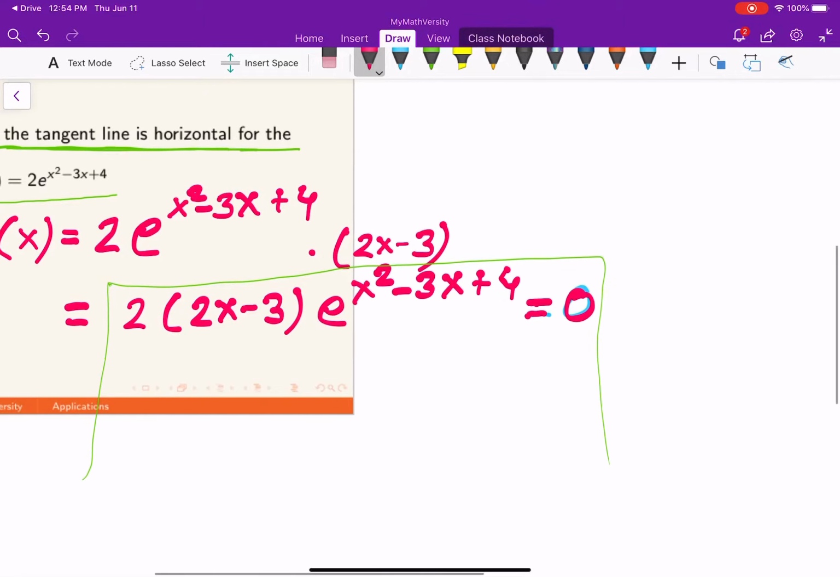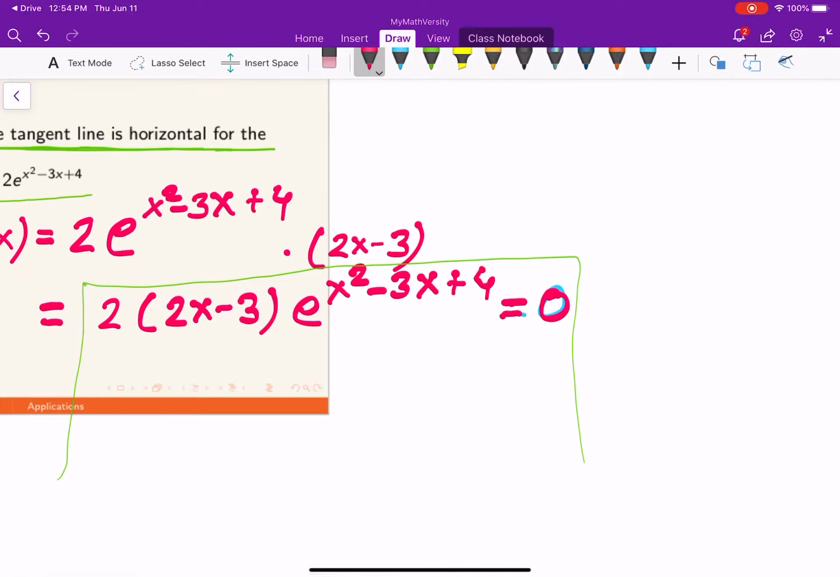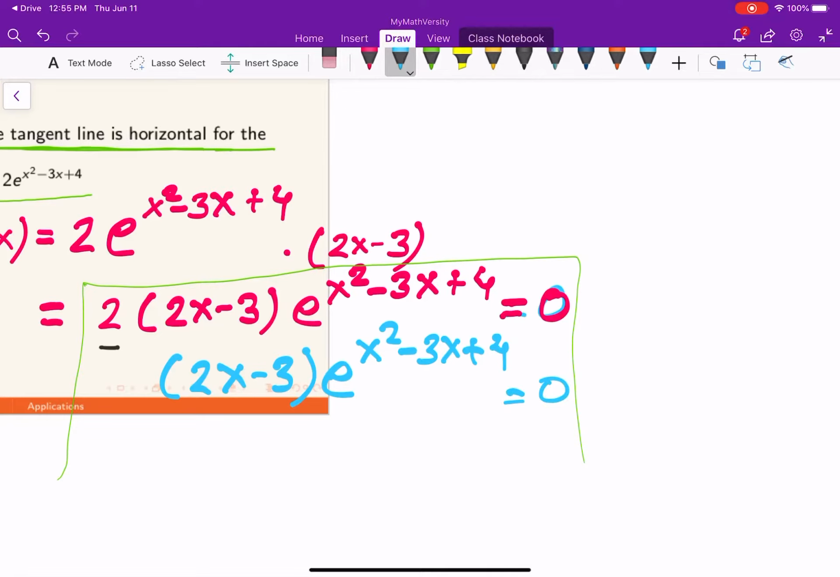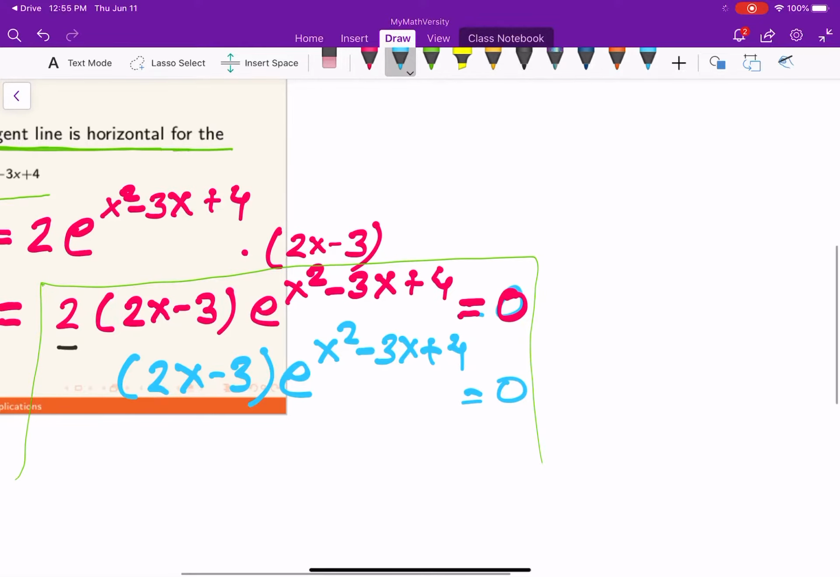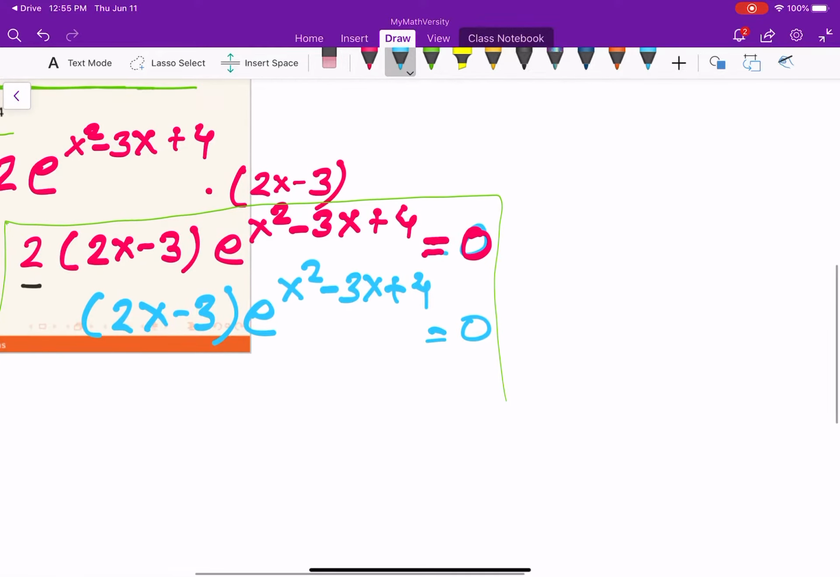So how do you solve this exponential equation? We have a constant multiplied by 2x minus 3 times the exponential function. So we can get rid of this constant 2. How can we get rid of that? Just divide by it on both sides. So when we do that, this will be 2x minus 3 times e to the power x square minus 3x plus 4 is equal to 0. All right, so now how do we work after this? How do we solve this equation?